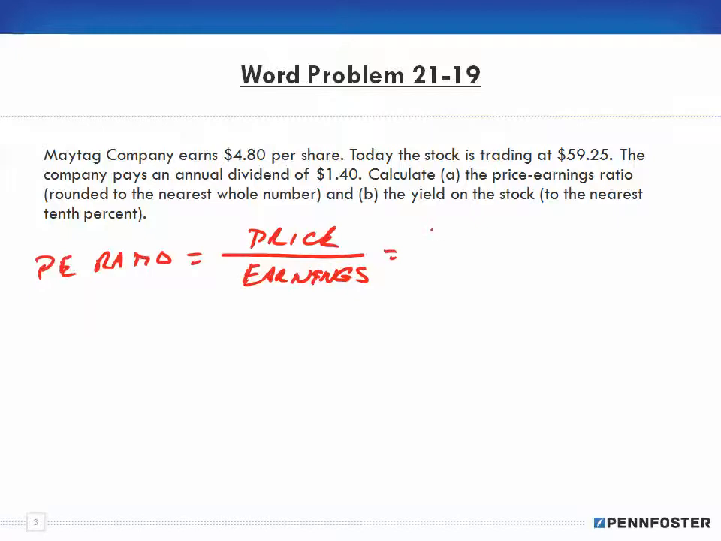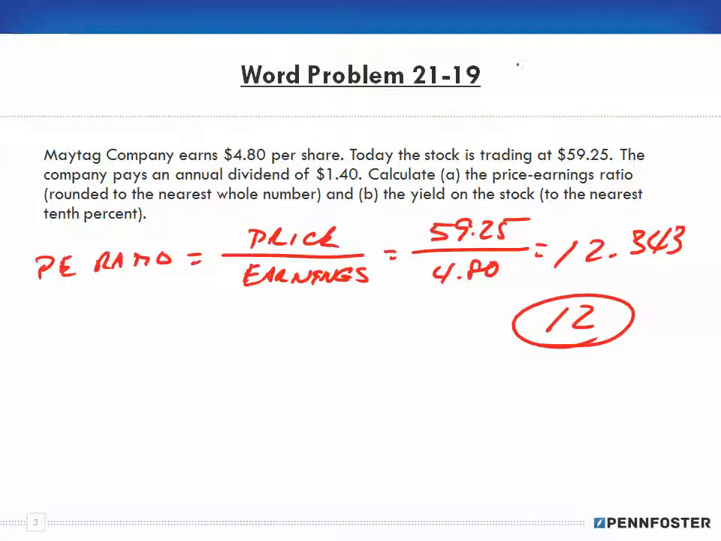So that gives me 59.25 on top, because that's the price it's trading at, and the earnings are $4.80 per share. When I divide 59.25 by $4.80, I end up with 12.343, but I'm rounding to the nearest whole number. So 12.3 becomes 12 as a PE ratio. The PE ratio is equal to 12.